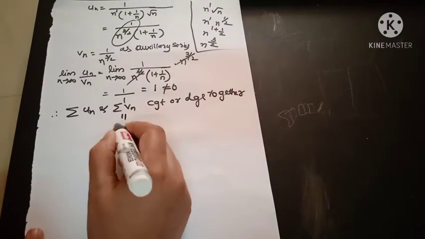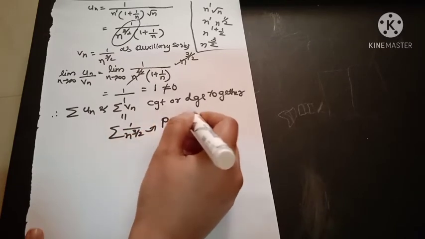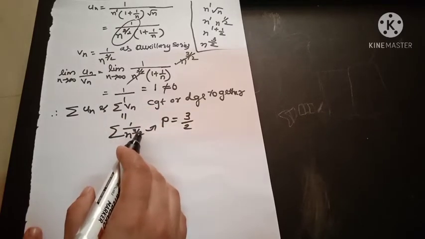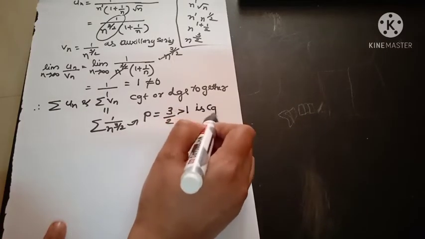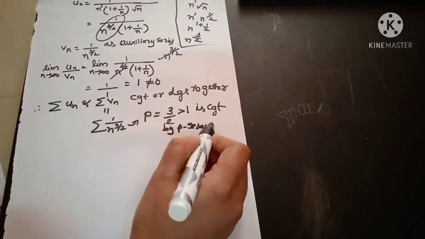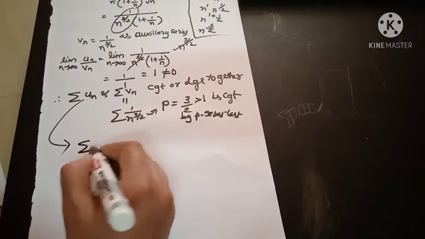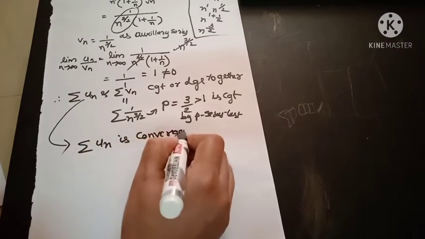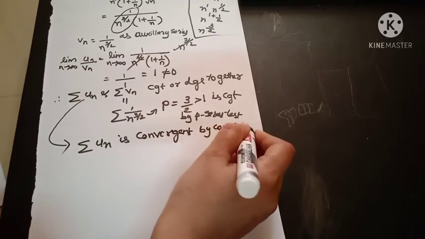But what is series Vn? It is 1 upon n to the power of 3 by 2. Here the p value is 3 by 2. This is of the form 1 over n to the power of p, and by the p test, since p is greater than 1, it is convergent by the p series test. So the series un will also be convergent by the comparison test.